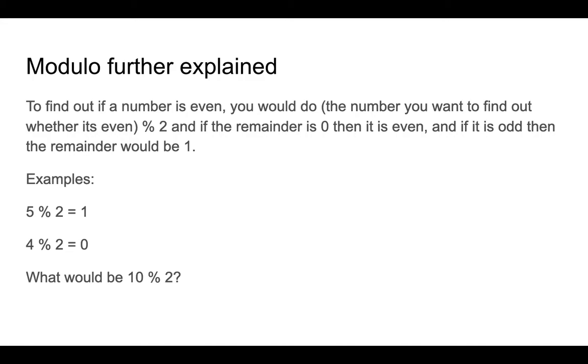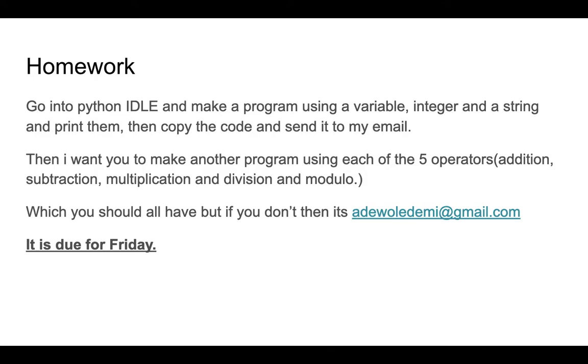So modulo further explained. To find out if a number is even, you would do the number you want to find out whether it's even, modulo 2. If the remainder is 0, then it's even. And if it's odd, then the remainder would be 1. So 5 modulo 2 equals 1, 4 modulo 2 equals 0, and 10 modulo 2 would be 0 as well, because it's even.